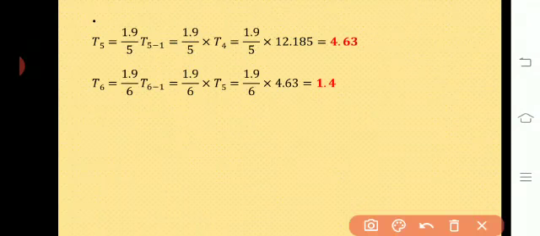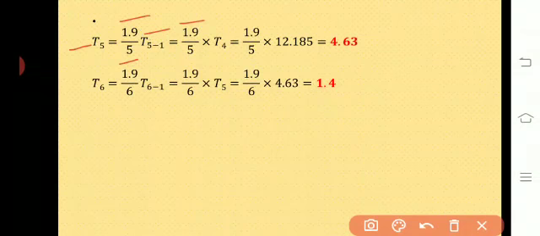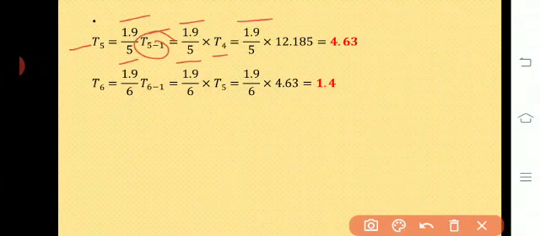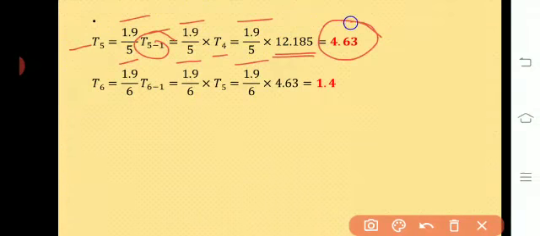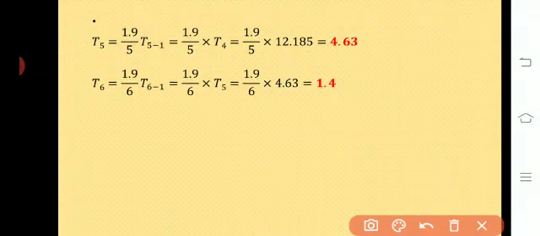Then similarly, put x equal to 5 in the recurrence relation, you will get T5. So T5 equal to 1.9 divided by 5 into T5 minus 1, and T5 minus 1 is T4. So 1.9 upon 5 into the T4 value, which is 12.185. Simplify this, you will get T5 equal to 4.63.